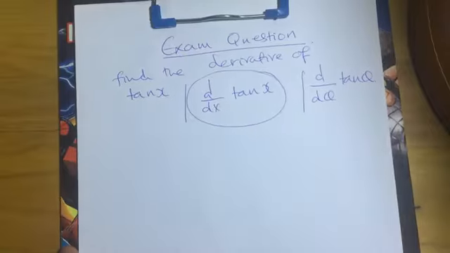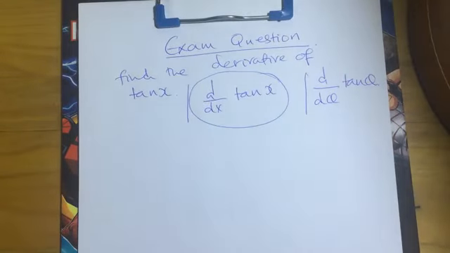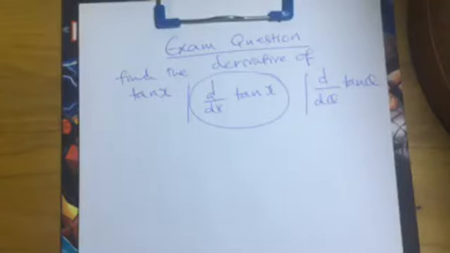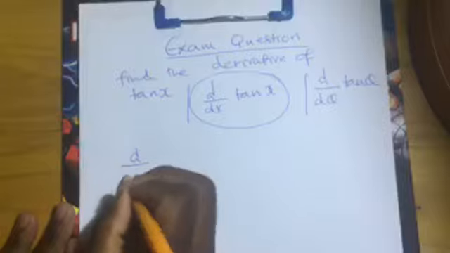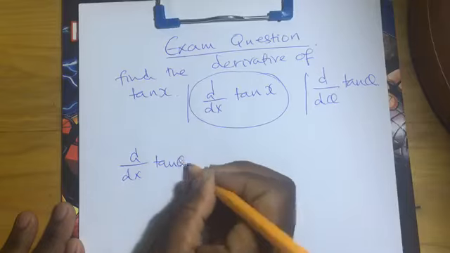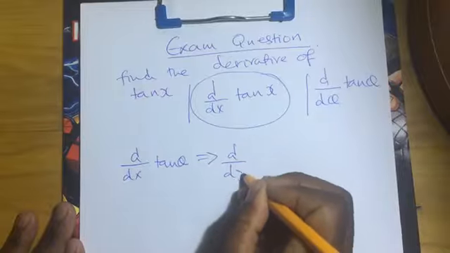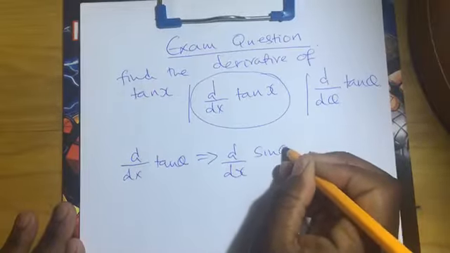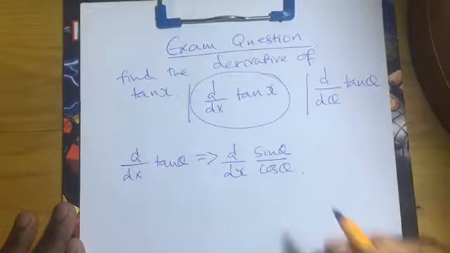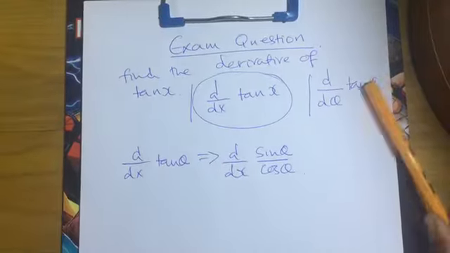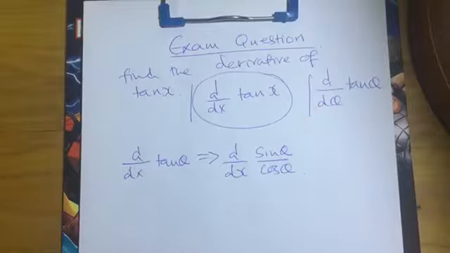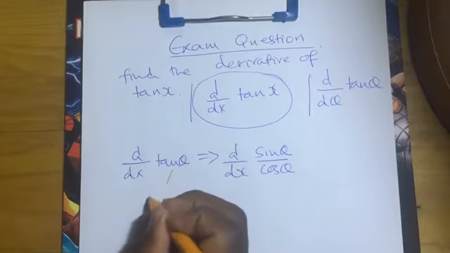How else can tan be written? And remember, the mnemonic SOH CAH TOA also applies to tan. So in the exam, find the derivative of tan. At least you need to know tan can be written as sine over cos. Excellent. So d dx of tan theta is as good as d dx of sine theta over cos theta. Or if you're using x, you can just put x's. So tan is actually a quotient.